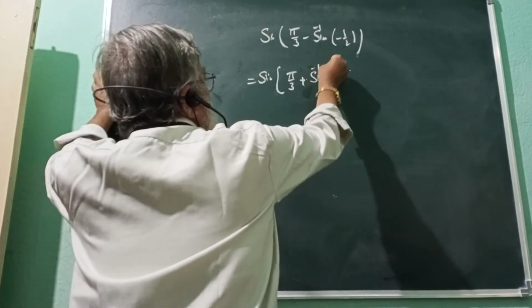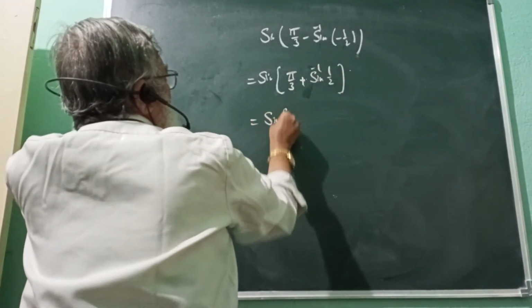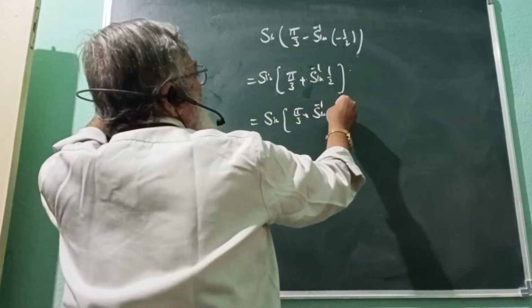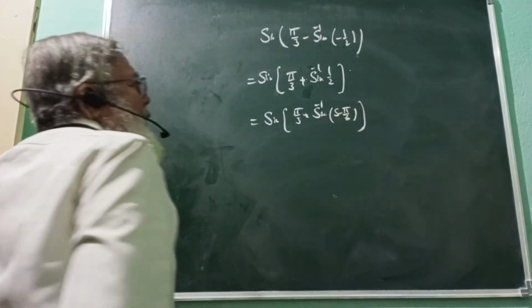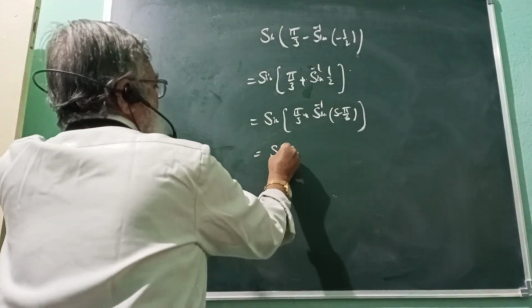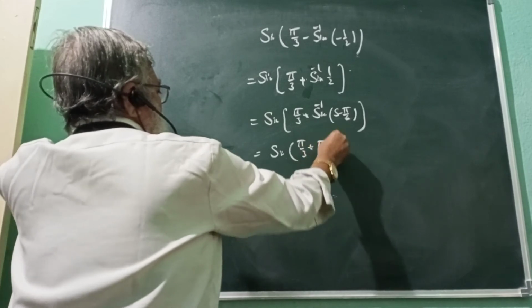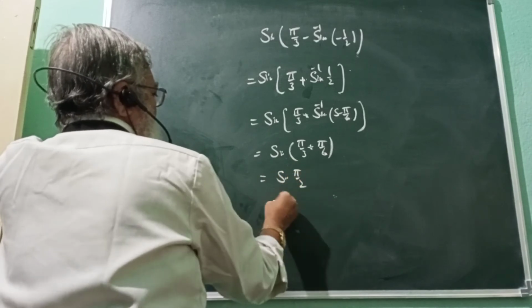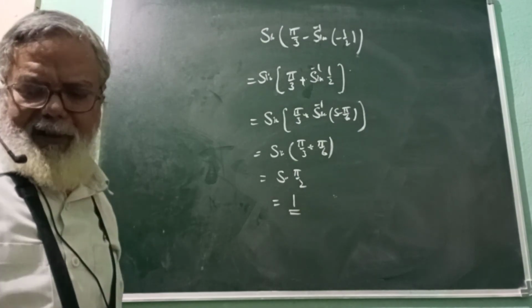Sine inverse of 1 by 2. We can write this as sine of pi by 3 plus sine inverse of, write down the value of 1 by 2 in terms of sine, that is sine pi by 6. Now you can cancel sine and sine inverse. We get sine of pi by 3 plus pi by 6. That is equal to, add them, sine of pi by 2. And we know the value of sine 90 is equal to 1. That is the answer to the given problem.